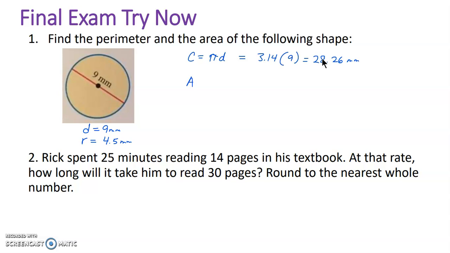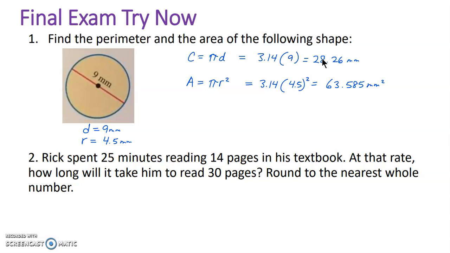The area, or inside measurement of the circle, is pi r squared. So we are going to multiply 3.14 to 4.5 millimeters squared. So on your calculator, you can type in 4.5 squared times 3.14, and you're going to get 63.585. And that is going to be square millimeters.